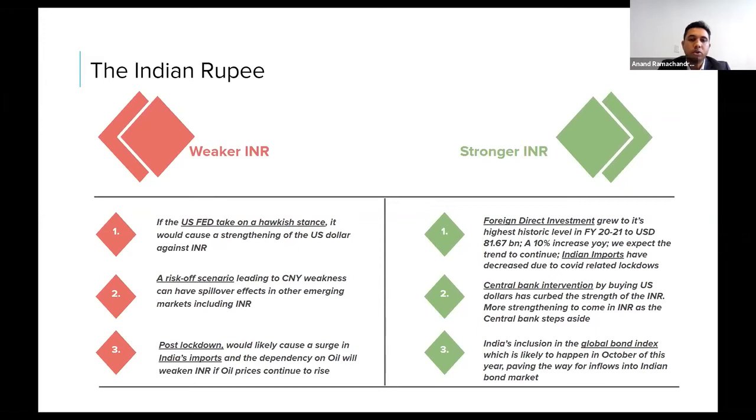Post-lockdown, we expect imports to surge in India. This is essentially going to cause more purchases of oil. And with oil at current levels, we believe that it'll hit India's import. So on one hand, I'd say there is still some room for weakness in INR, but overall, the picture still looks like a stronger rupee. Next slide, please.